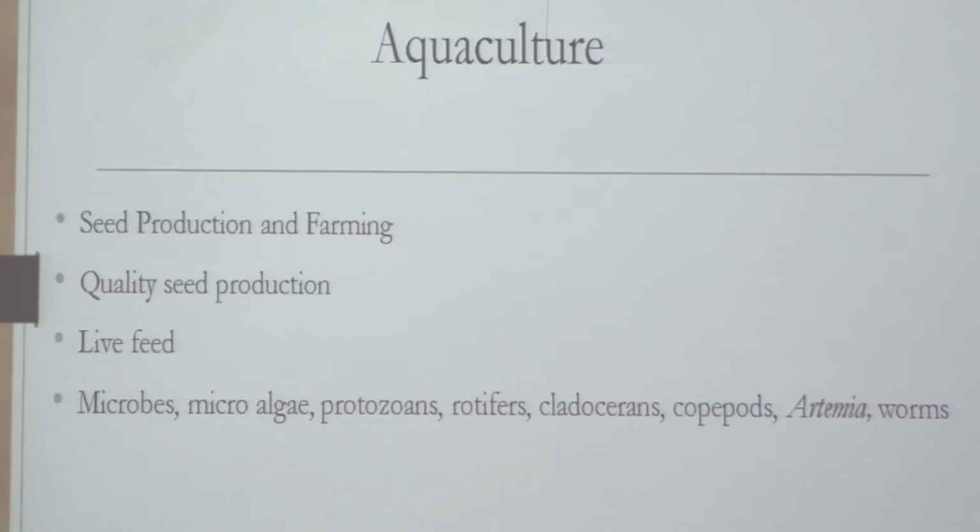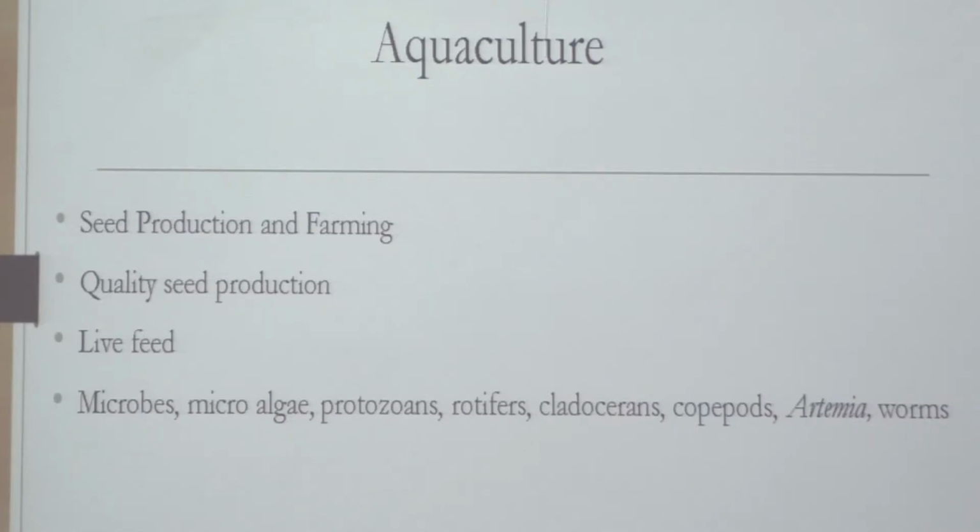And this seed production and farming is the basis of aquaculture, whereby we need to produce the seeds. Here the seeds mean the young ones of the fish, or young ones of the prawns, or young ones of the shrimps, and this has to be produced to stockable size, and then it has to be shifted to the ponds where they are grown to the table size, then harvested for marketing purpose. So this seed production is the first step.